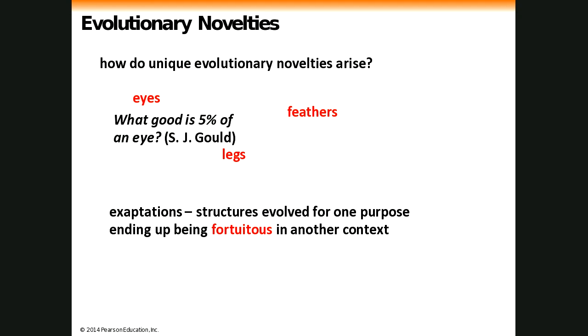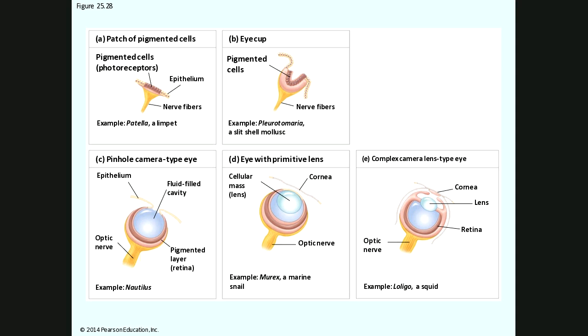Now, what we're talking about here, these things like eyes and feathers and legs, are called exaptations. These are structures that evolved for one purpose, but they ended up becoming fortuitous, evolutionarily speaking, in another context. So eyes didn't start out as eyes the way they are today. Legs didn't start out as legs the way they are today, and nor did feathers. So let's take a look at eyes, and we'll mention legs and feathers when we get to organisms later on in the semester. Let's follow through from A through E here about some primitive eyes.